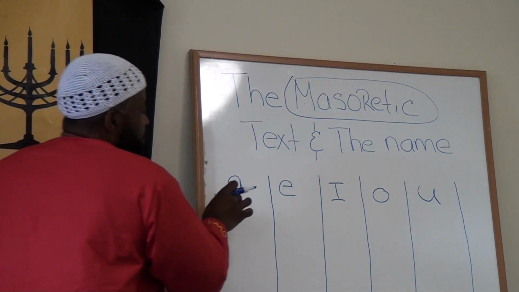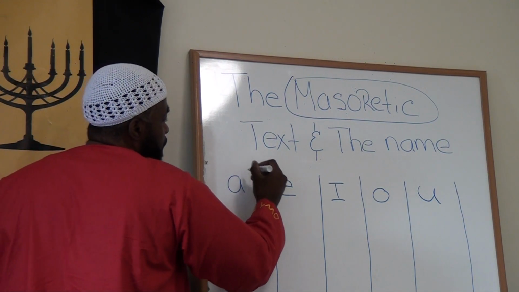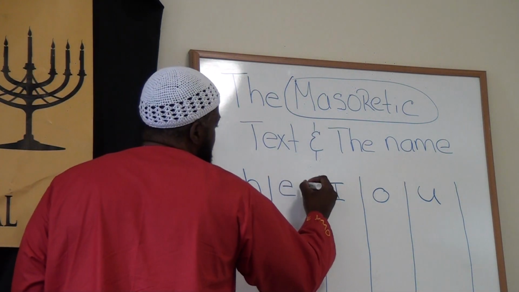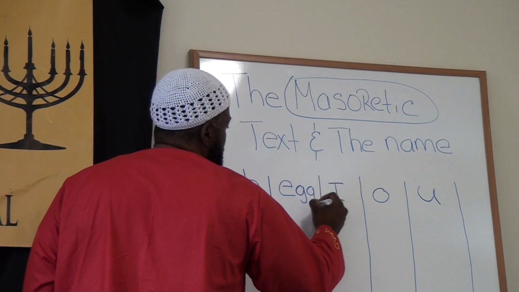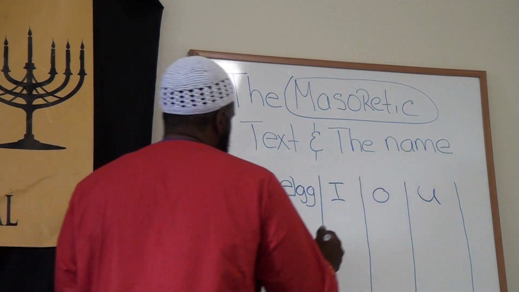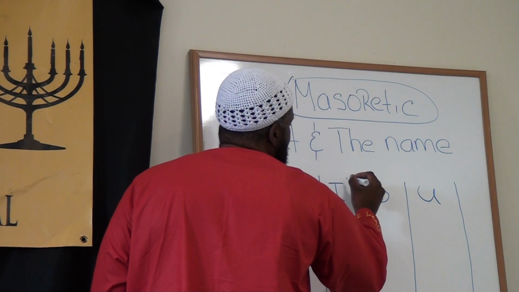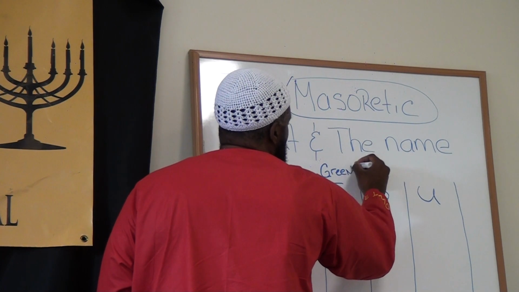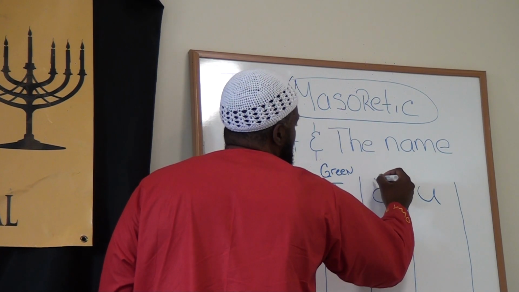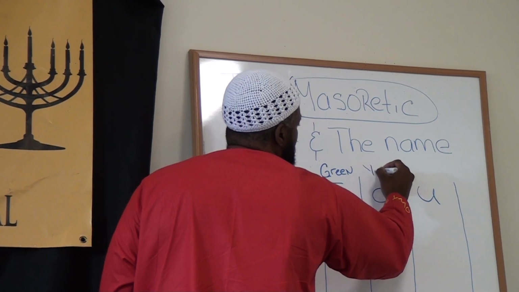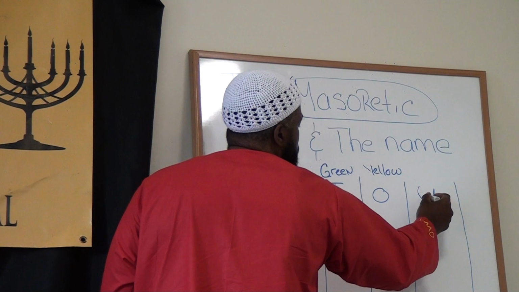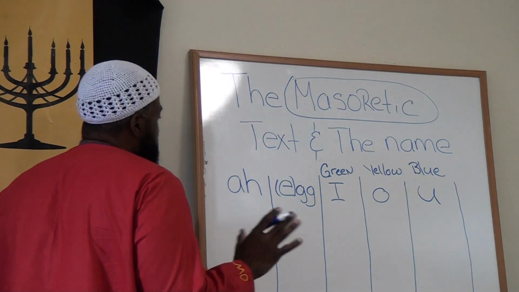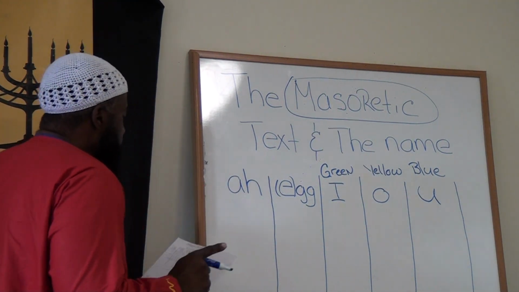So this is going to be your A. And the E, this is going to be E as in egg. And the I is going to make an E sound as in green. And the O is going to make an O sound as in yellow. And the U is going to make a U sound as in blue. That's just how easy it is. But then you get to the Nikud.